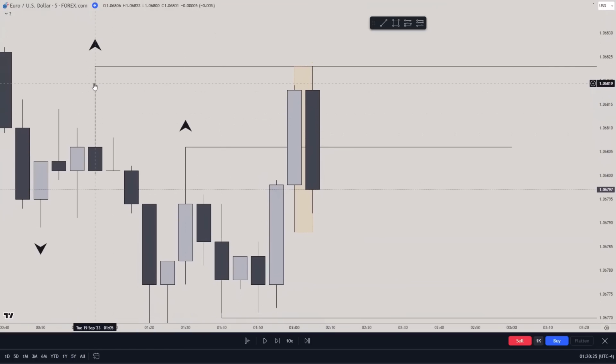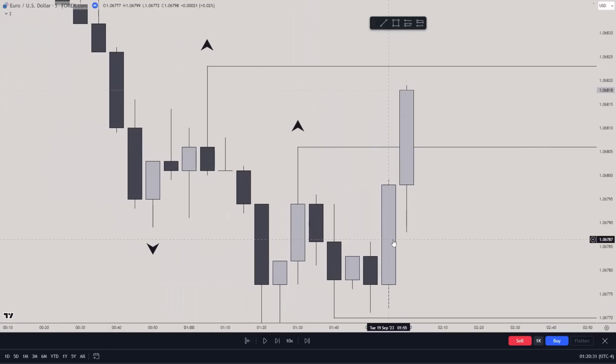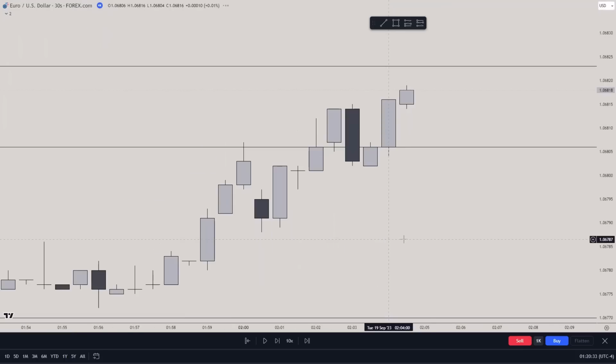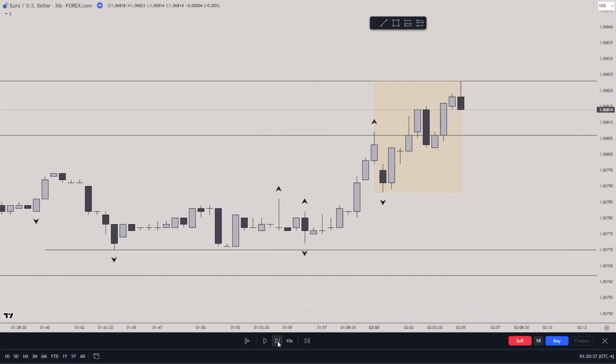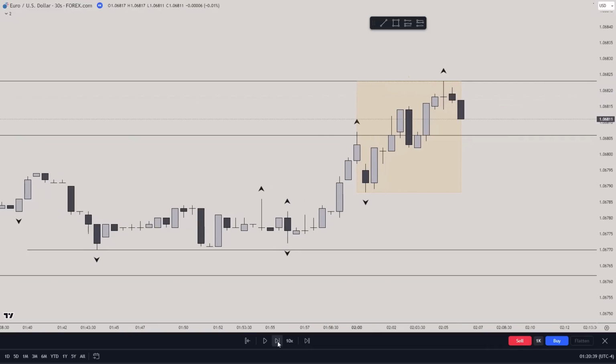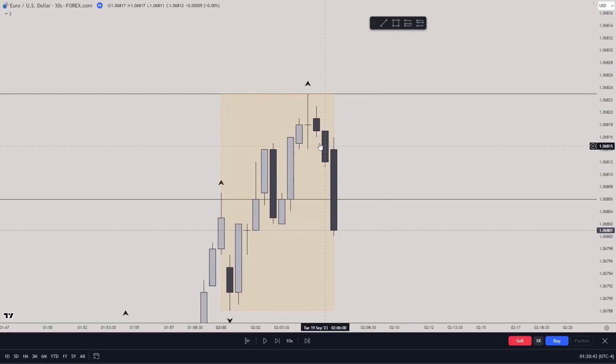So looking at this, I believe we had a sweep here at this level. So if I go back here, go to the 30 seconds, and let's see if we have any fair value gap available when price takes this. So there is no fair value gap yet. Very small fair value gap. I mean, not even now. There is, literally, a small fair value gap, which I'm not really going to consider, right?